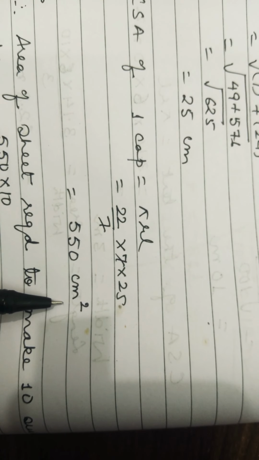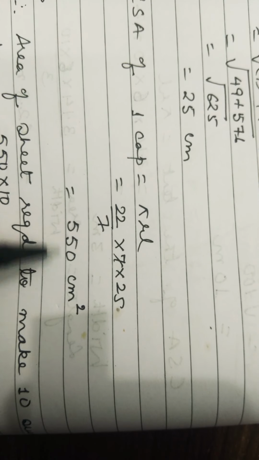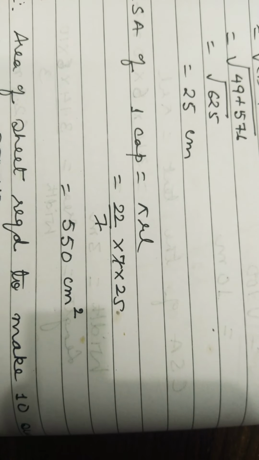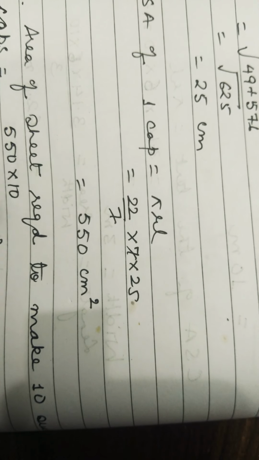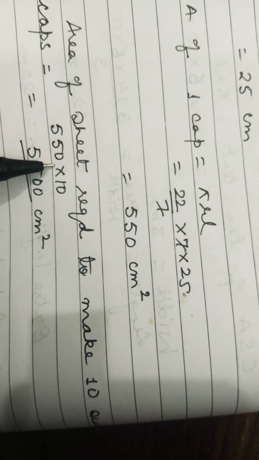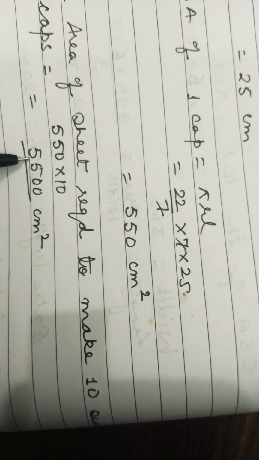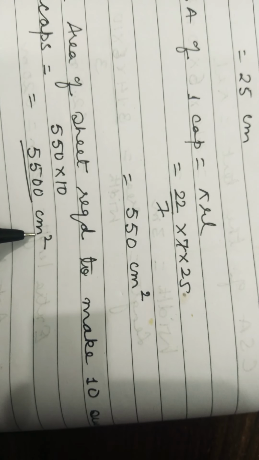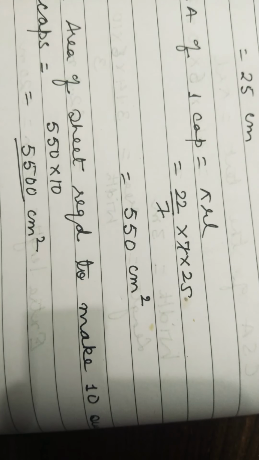Now we have to find out the area of sheet for 10 such caps. Here we have found out the area of sheet required to make one cap. So area of sheet required to make 10 such caps will be equal to 550 into 10, that is 5500 centimeter square.